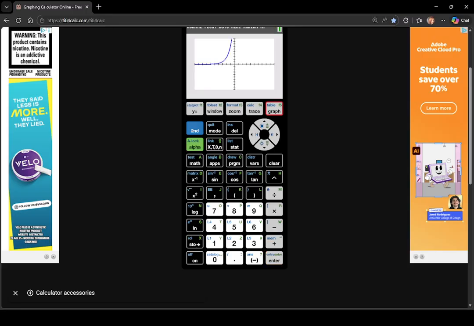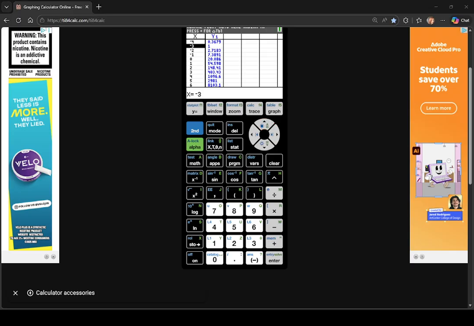When we look at the graph, there you can see it. And we have a table. We can see all of the values on my table. Negative 3, negative 2, negative 1, 0, 1, 2. And actually pretty quickly, my table is going to go off the map as soon as we get to 0. So we have negative 3, 1, negative 2, 2.7, and negative 1 is at 7.4. And 0 is at 20.1.